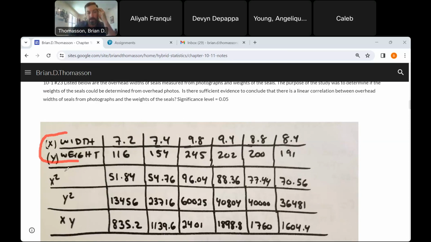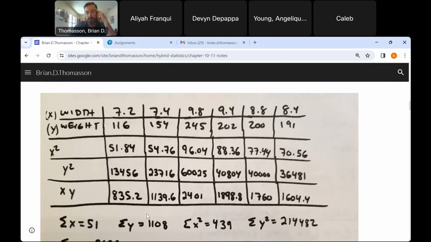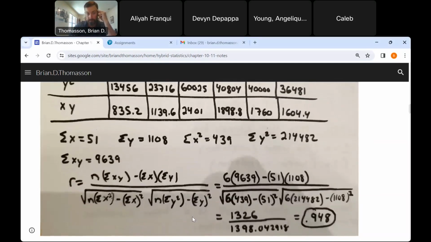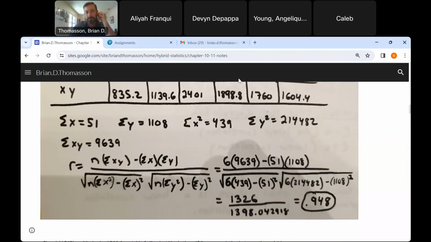Now, all this x squared, y squared, x, y, all that's intermediate calculations that I've done to show you how to do this by hand. Again, we're going to use StatCrunch, but I've also found the sum of x, the sum of y, the sum of x squared, the sum of y squared. Calculating R is quite involved. Okay, it's not hard, but tedious. So in this case, our R value is 0.948.